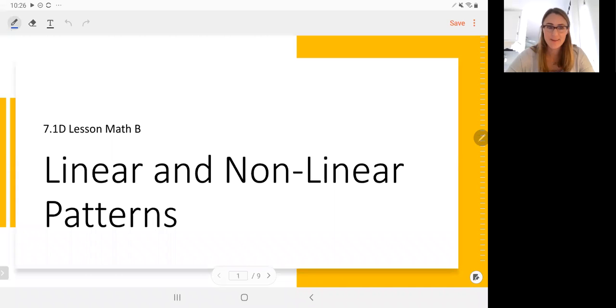Hi, Matthew. We are on our last lesson of the school year, which is crazy. So we are going to do 7.1D, linear and nonlinear patterns, and then we're just going to do a little snippet of 7.1E. And remember, we are only doing crucial lessons to help prepare you for next year in high school, so make sure that you're taking good notes and paying attention throughout this video and pausing when you need. Okay, so here we go.